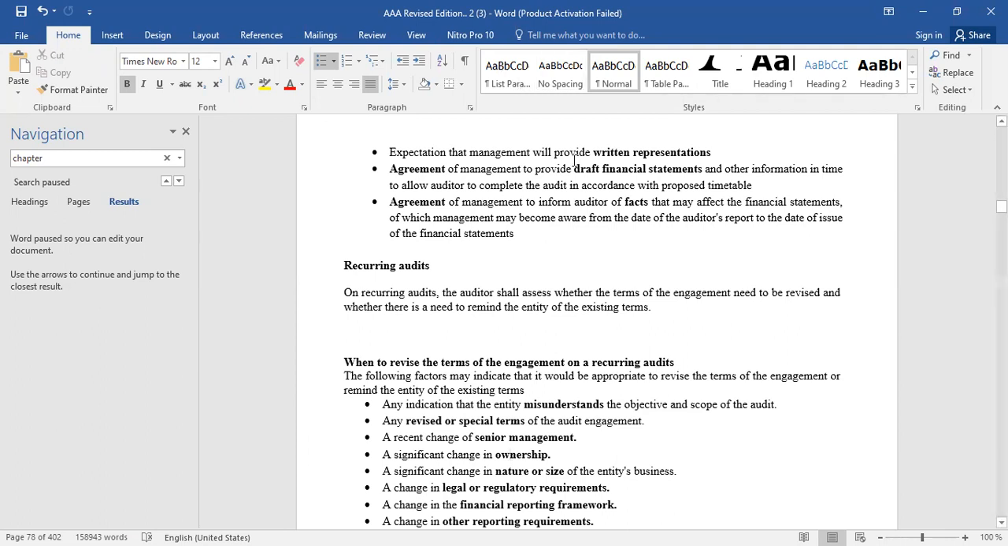Number two, a recent change of senior management. If there is a change in senior leadership, you can also request to change the terms and conditions, because probably the previous CEO, the previous board, did not understand the terms that you agreed upon. So the new one might require change. Additional services, for example, now the client is talking about you giving tax services, bookkeeping, consultancy. Those can make you change the terms of engagement.